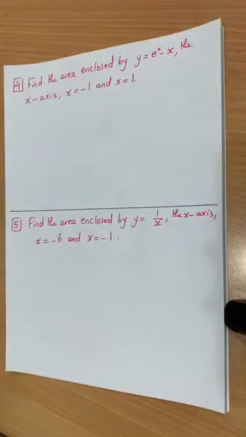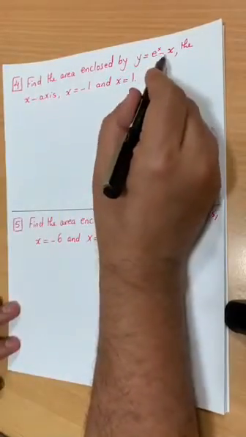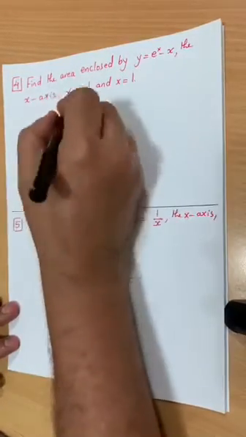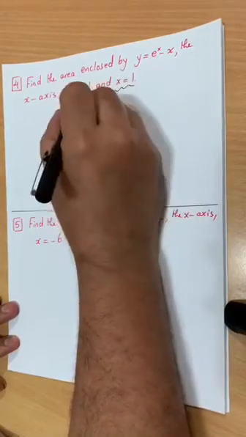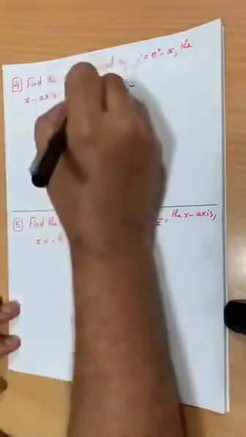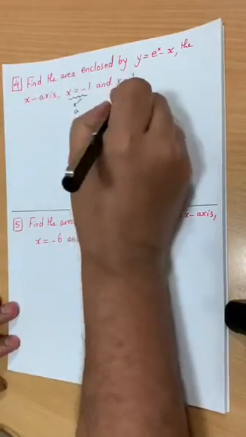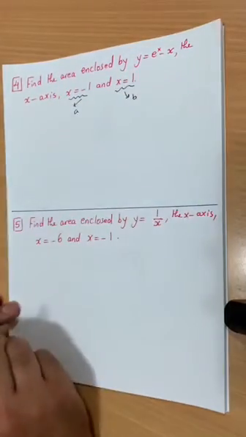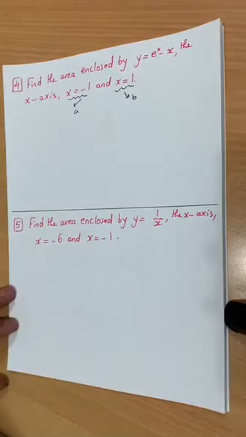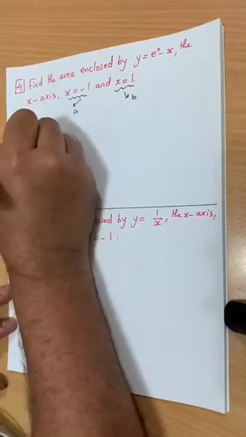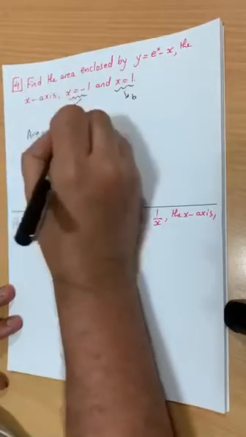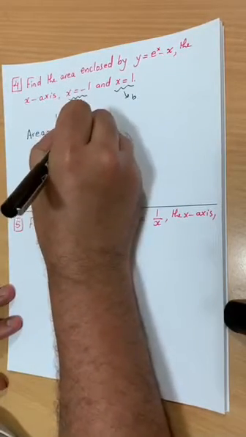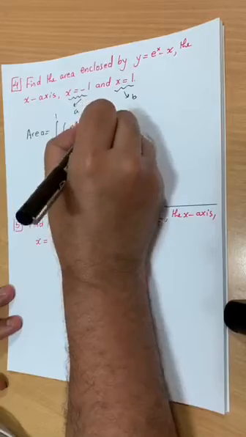Question number 4 on the same exercise. Find the area enclosed by y equals e power of x minus x, the x-axis, x equals negative 1 and x equals to 1. So one of them has to be a and the other one has to be the b on the limits of the integration. So you know that area equals integration from negative 1 to 1 of the function which is given to you, e power of x minus x dx.